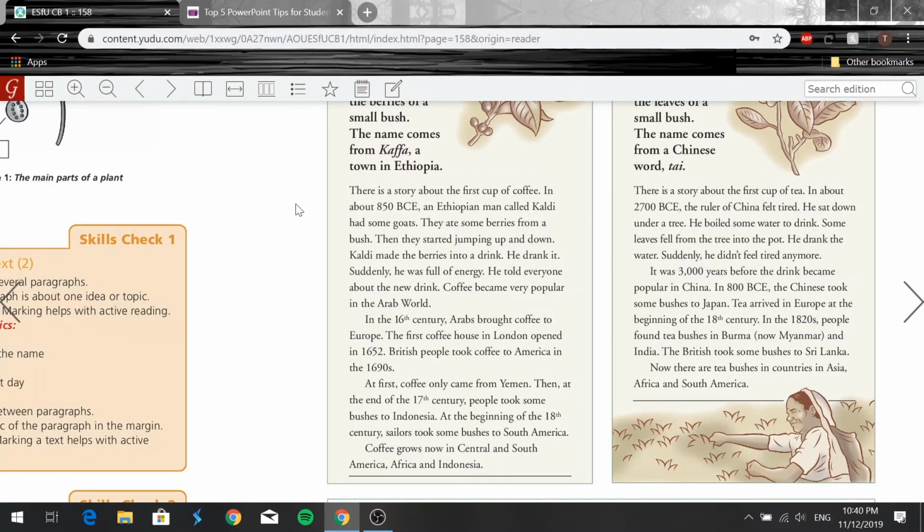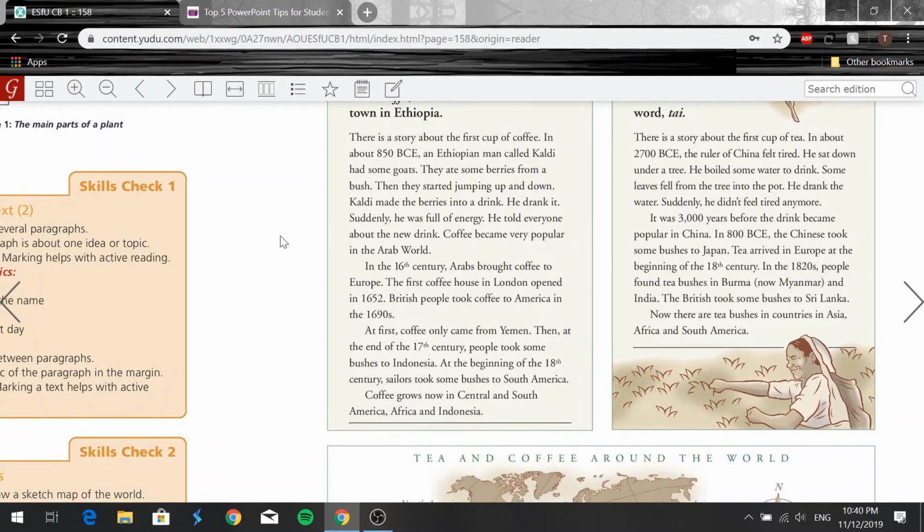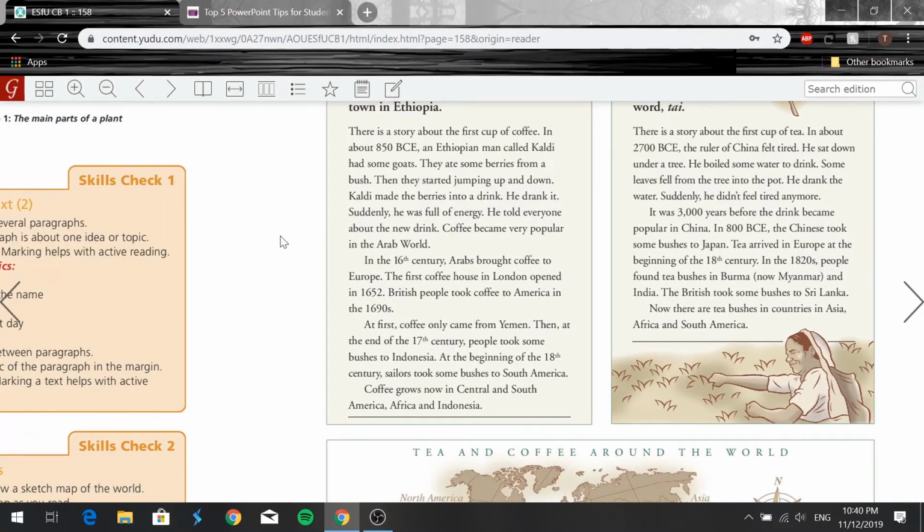Coffee became very popular in the Arab world. In the 16th century, Arabs brought coffee to Europe. The first coffee house in London opened in 1652. British people took coffee to America in the 1690s. At first, coffee only came from Yemen. Then, at the end of the 17th century, people took some bushes to Indonesia. At the beginning of the 18th century, sailors took some bushes to South America. Coffee grows now in Central and South America, Africa, and Indonesia.